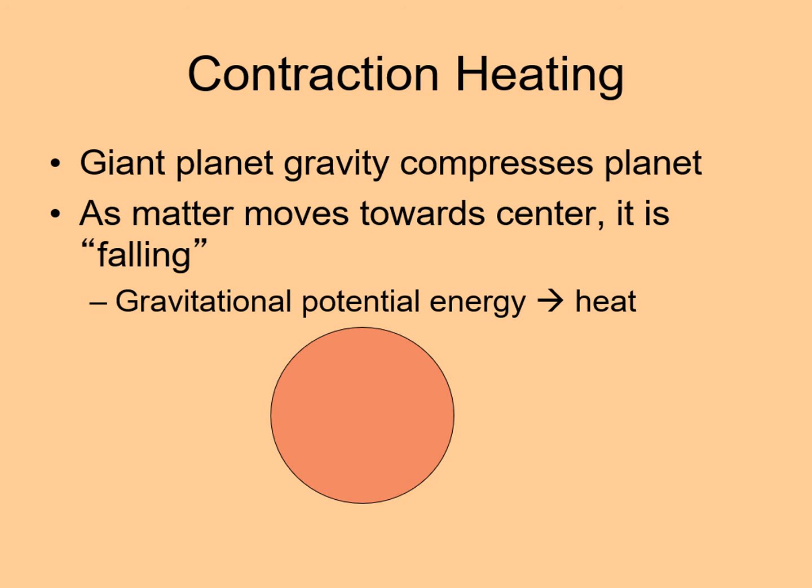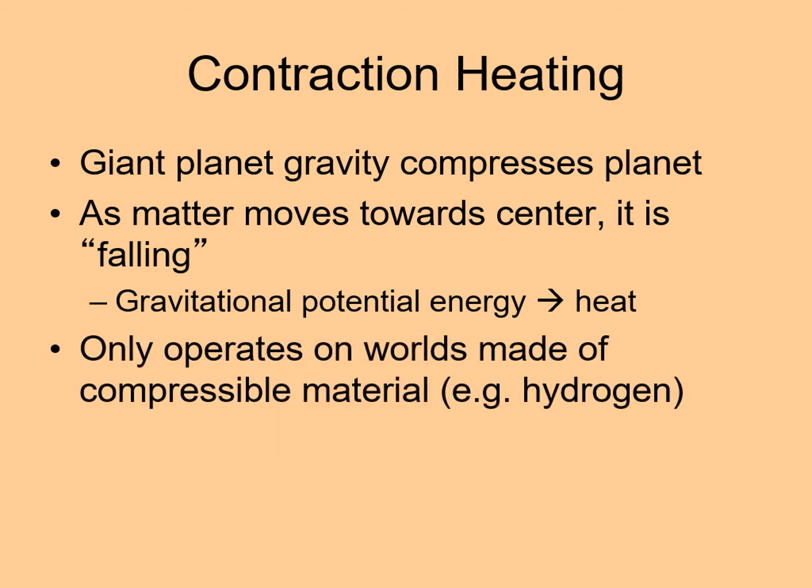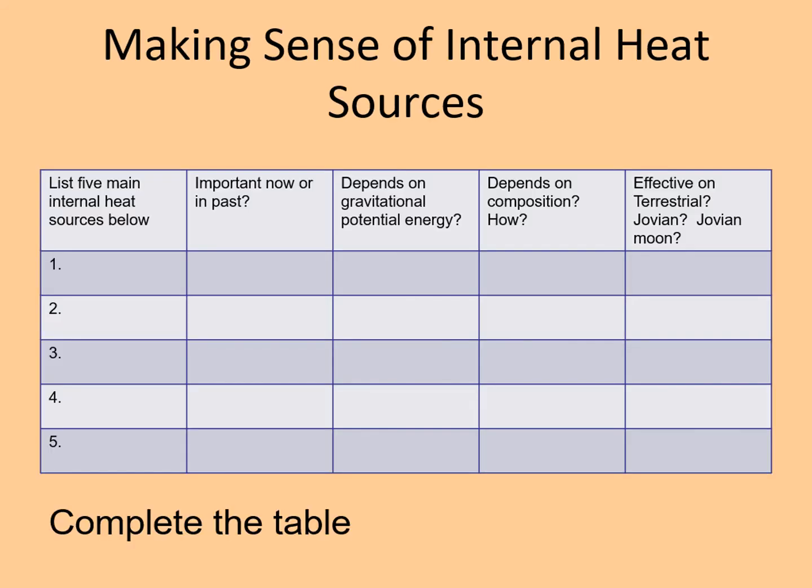Of course, contraction heating only works on planets that are made of highly compressible materials, like hydrogen and helium. That's why it's only important in the giant planets. Interior heating will be important throughout the rest of the course, so this making sense table asks you to organize the different forms of interior heating we've just gone over.